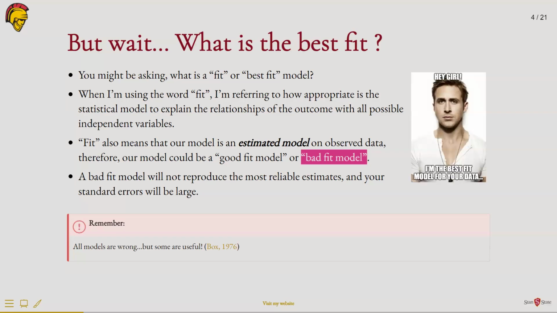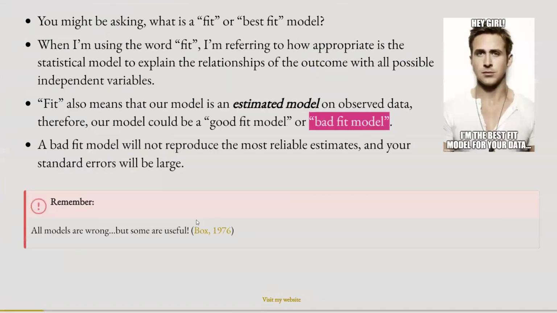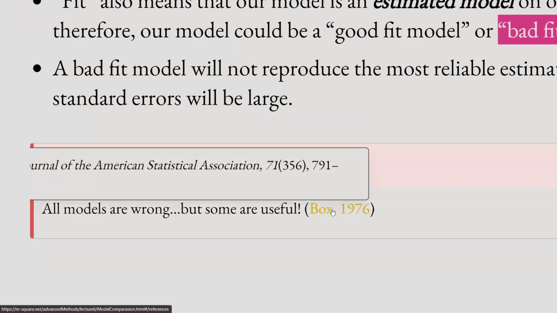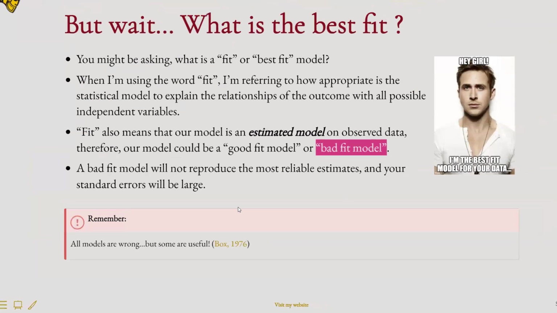And for this lecture, the main mantra that you should remember is this one. All models will always be wrong. All the models are wrong. But some of them are useful. And Box in 1976 wrote that. Well, he said it several times. And actually, you can see the reference here.